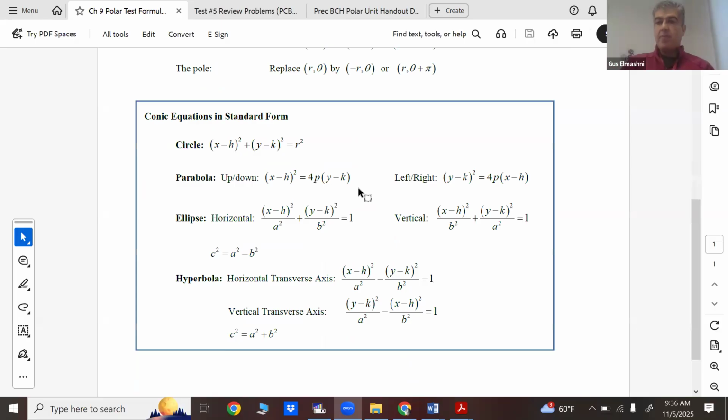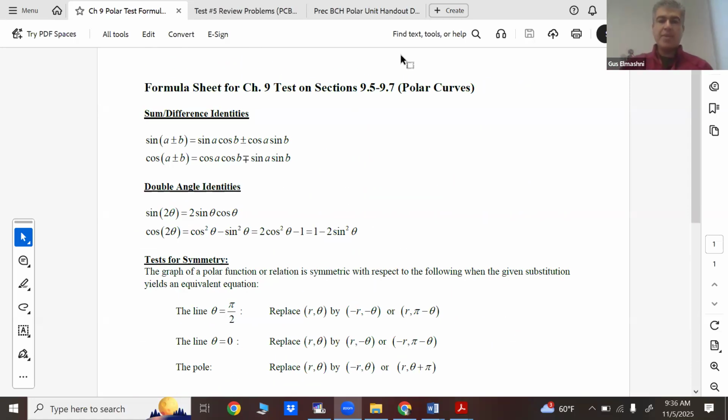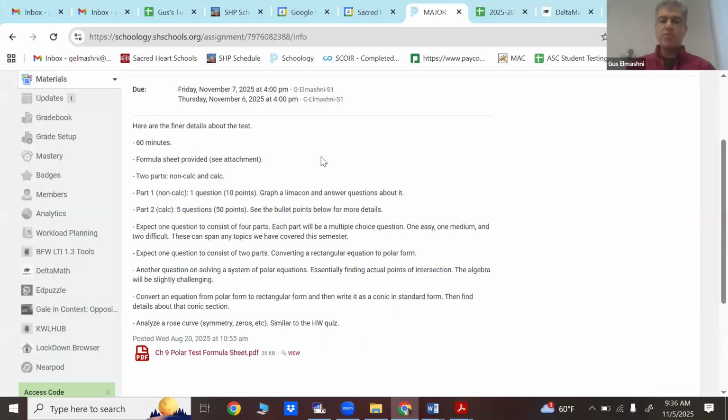All the conic stuff I provide because we are going to have something that will involve conics. So I figure I should provide this to you. So you'll have this as well. Now, what am I asking? Here's what I'm going to ask on the test. Okay, so 60 minutes, form sheet. It's attached right to the assignment.